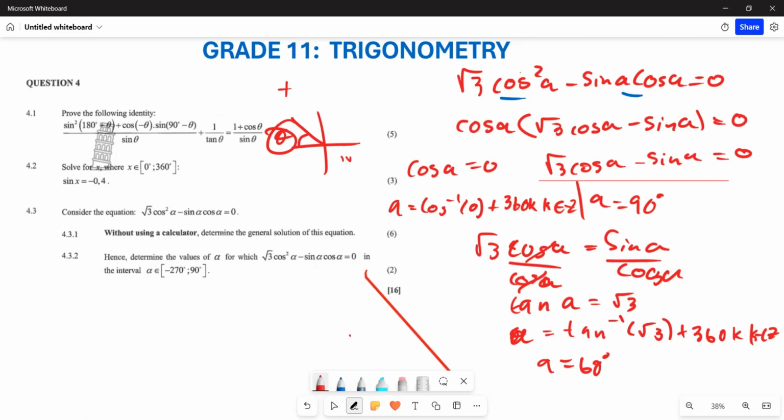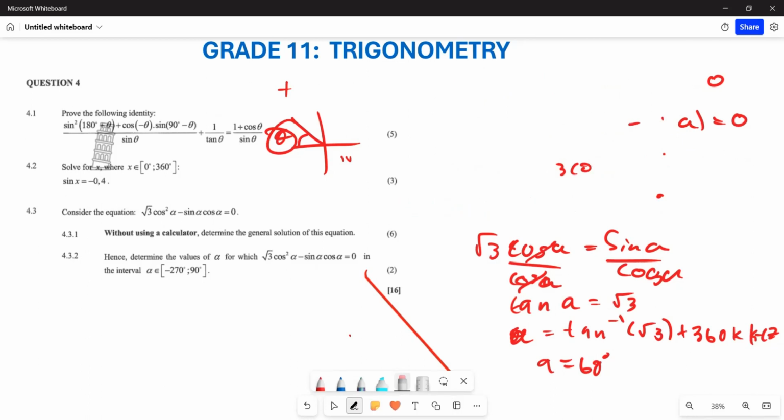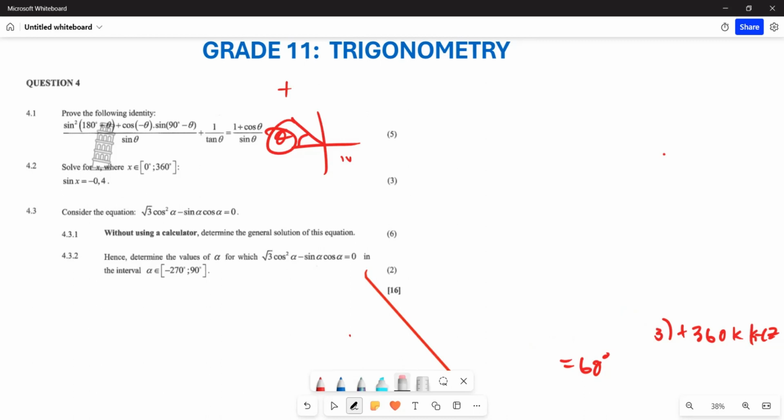I mean, this one was very much straightforward, right? Now let's look at the next one, 4.3.2. Now in this particular question, what is it that they are looking for? Now let's look at this one.